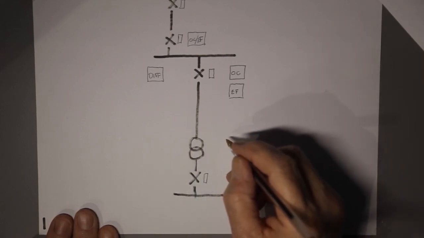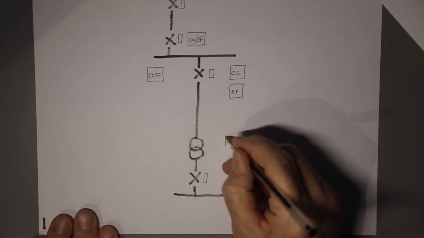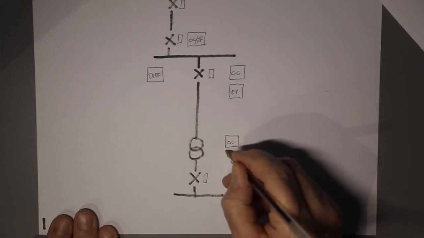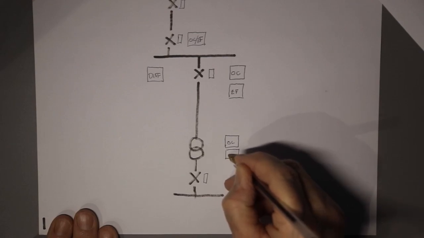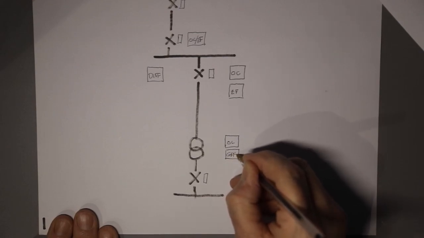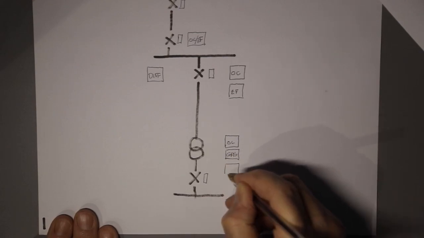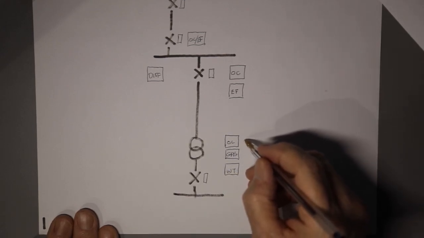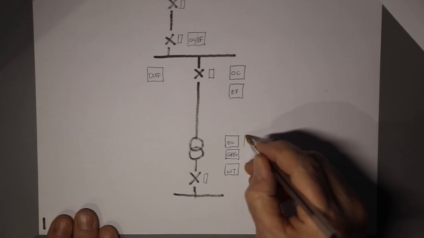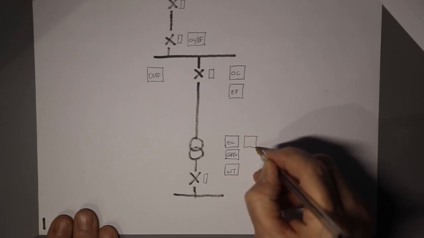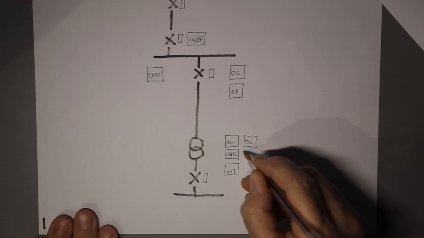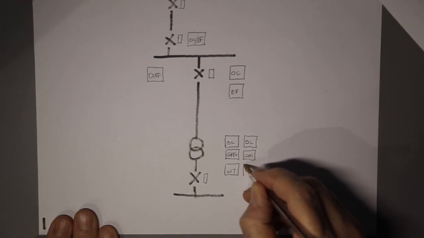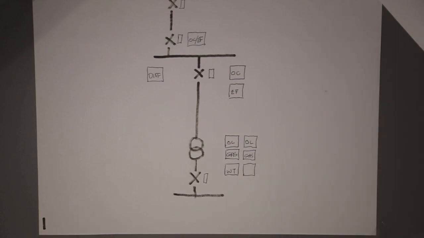Now let's look at the transformer. The transformer's got quite a lot of protection, really. It's got oil level, it's got gassing, and it's going to have, even if not the other two, a winding temperature. Now what I'm going to do is draw these as separate boxes. One for oil level, or low oil, another one for gas, and then a final one for winding temperature.